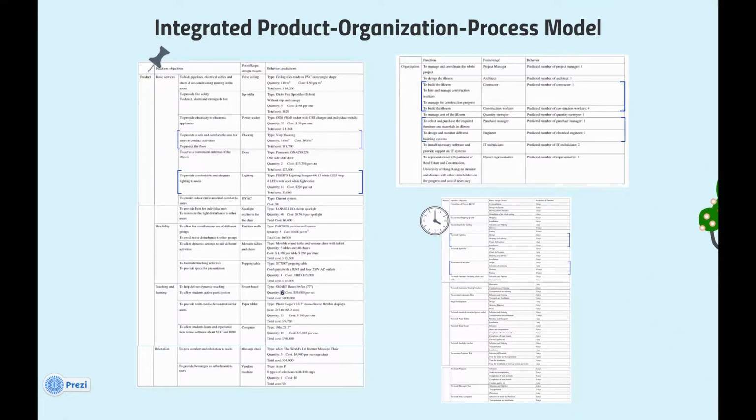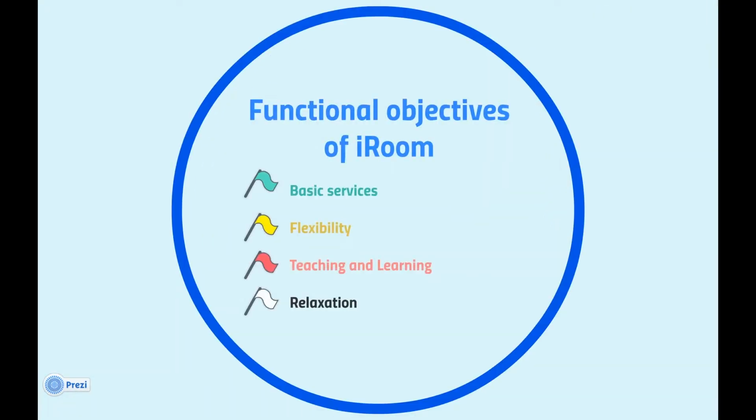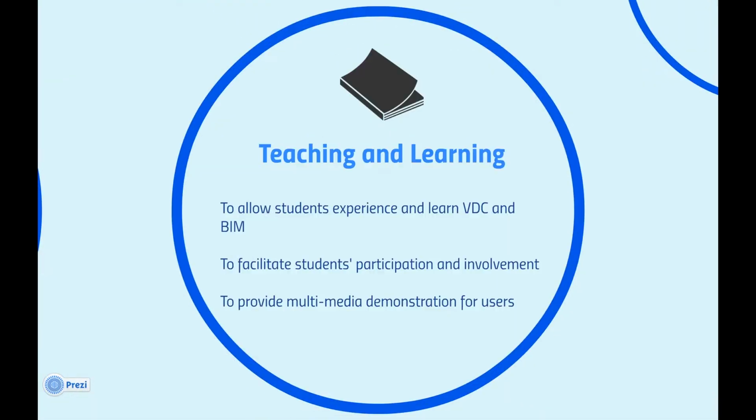Here comes our integrated product organization process model. There are 4 functional objectives of our iRoom, and they are basic services, flexibility, teaching and learning, and also relaxation. For teaching and learning, iRoom aims at providing support to students to learn VDC and BIM, also facilitating students' participation and involvement, and helping provide multimedia demonstrations to our users.